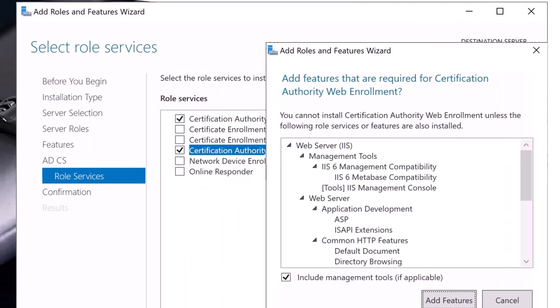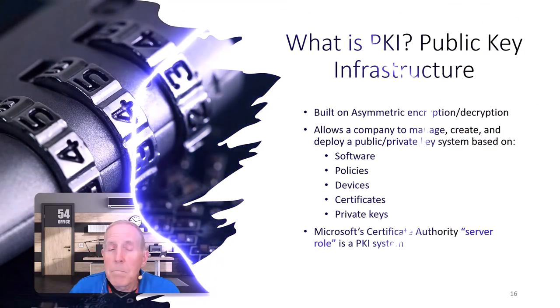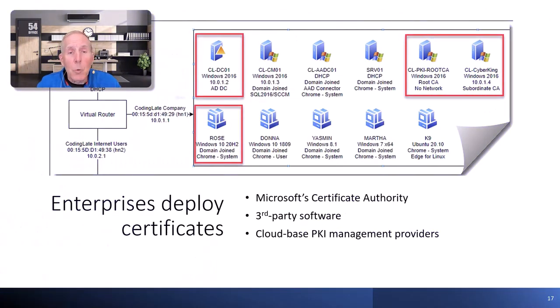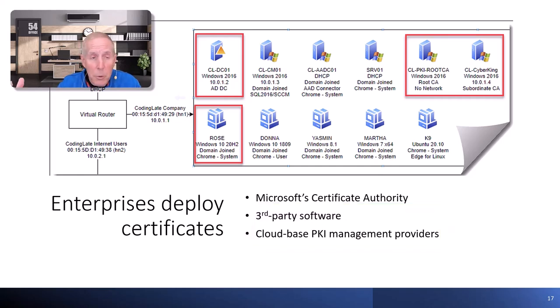Now, Microsoft has a server role called Certificate Authority, and it is basically Microsoft's PKI system. Most enterprises roll out their own private certificates for their domain, for their enterprise, for their organization. You could use Microsoft Certificate Authority software to do it. You can use third party. You can even bring cloud providers to manage all your PKI software deployment, etc.